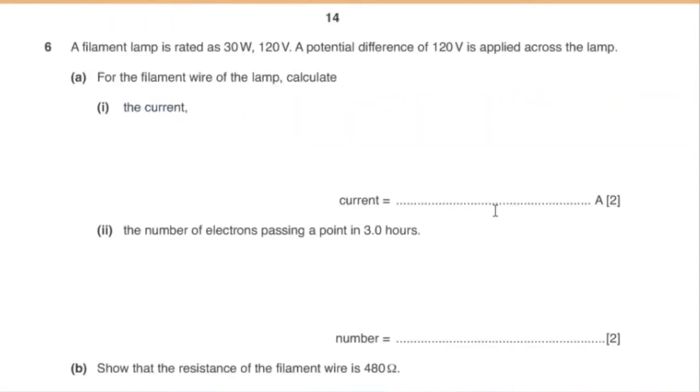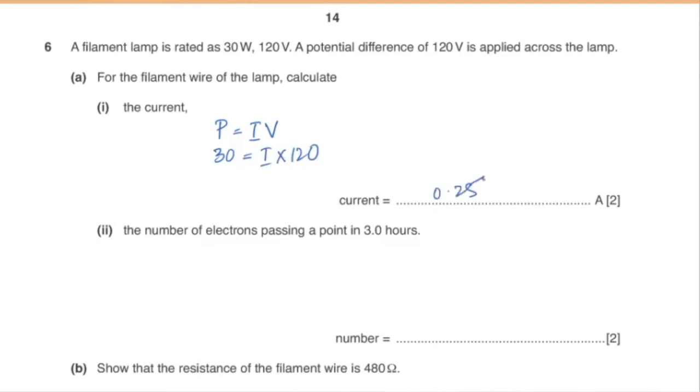Question number 6, a filament lamp is rated as 30 watts, 120 volts. A potential difference of 120 volts is applied across the lamp. For the filament wire of the lamp, calculate the value of the current. So power is equal to current times voltage, where power is 30 watts, current is unknown, and voltage is 120. Hence the current that passes through it is 0.25 amperes.